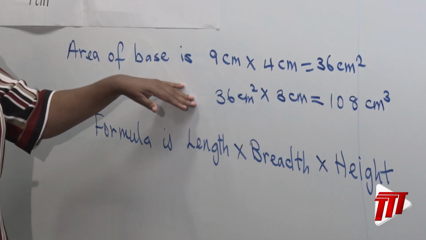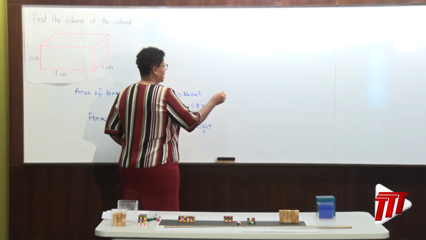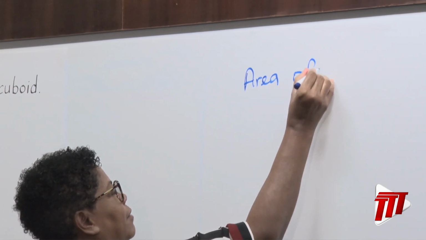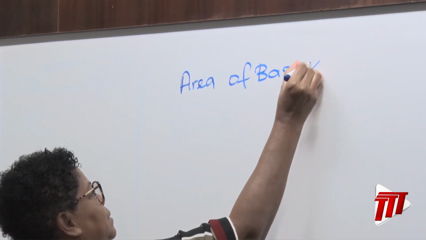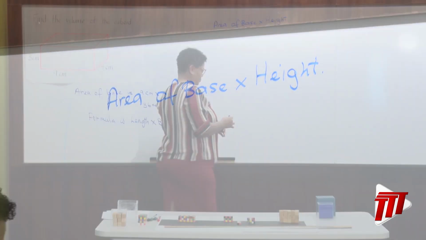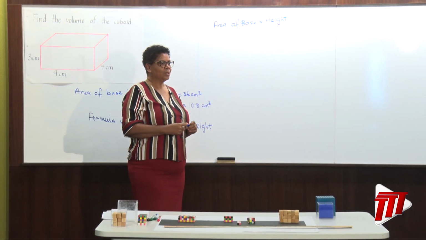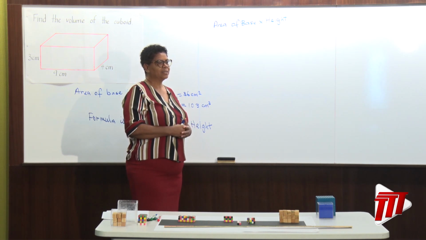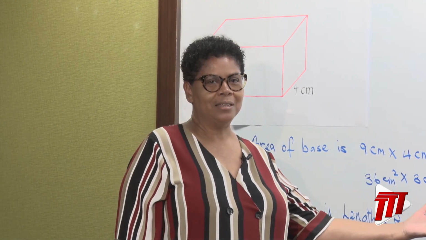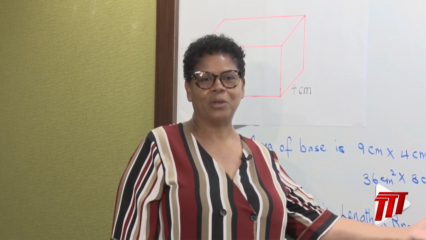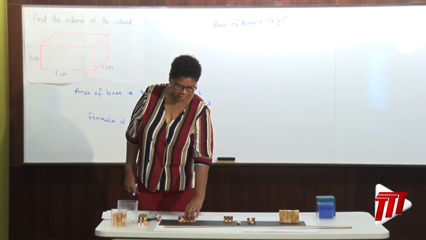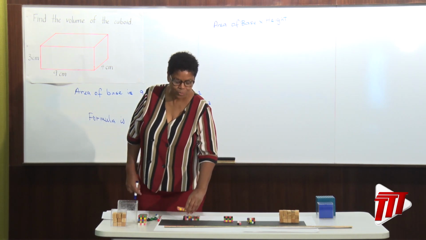Or this other method that we also use, which is area of base multiplied by height. Now we are going to use that formula to solve. So using the formula to find the volume of a cuboid is just another way instead of counting. So we can demonstrate this.